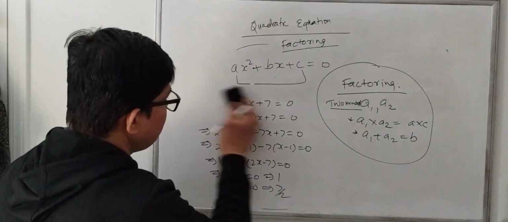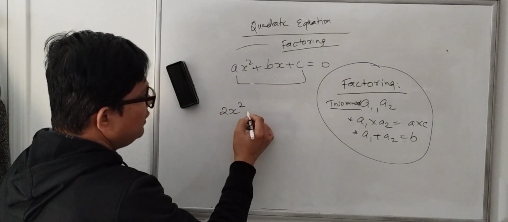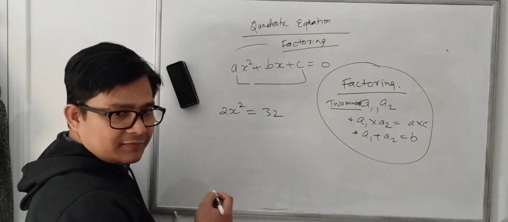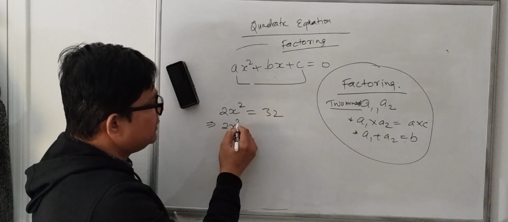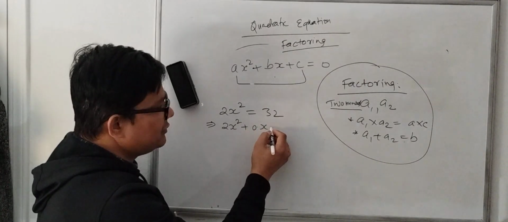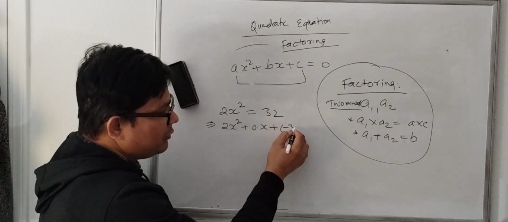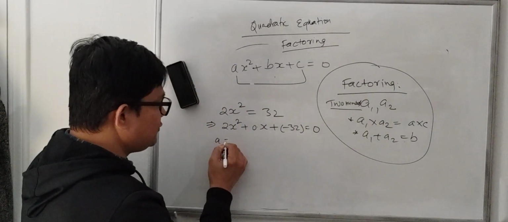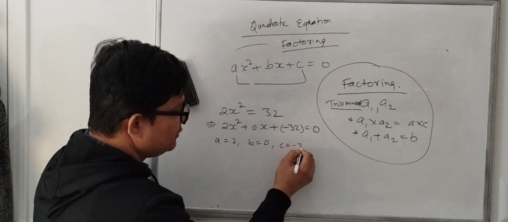Okay, let's take another example. Here, 2x squared is equal to 32. This is also a quadratic equation. How are we going to solve this one? We'll do the same thing. B is 0, so I will write 0x. Yeah, I know, you know the answer. I'll bring this 32 to this side, but let's follow the approach. Okay, it's simple, but let's follow the approach. So A is 2, B is 0, and C is minus 32.